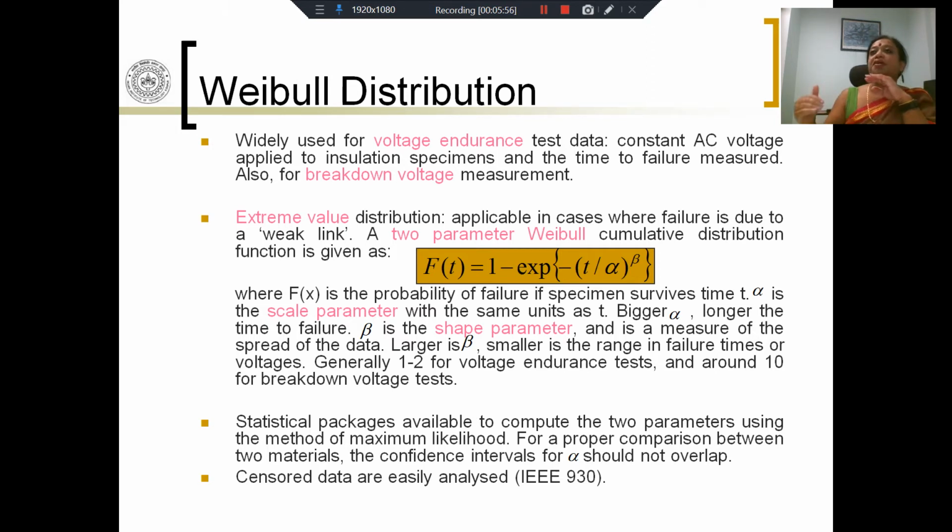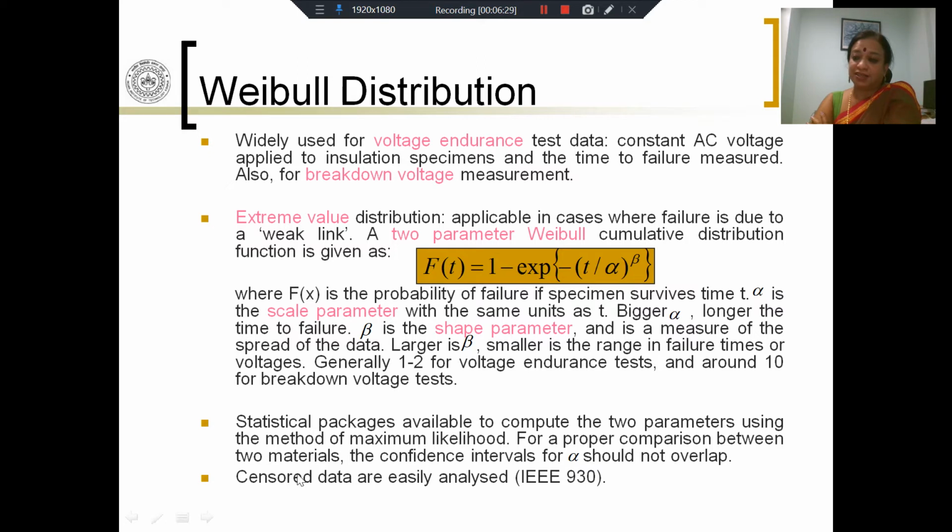And if you're going to say that material A is better than material B, you have to make sure the confidence interval of A does not overlap with the confidence interval of B, because if they have different values and still their confidence intervals overlap, then the confidence with which we can say that the value of alpha, or a range around alpha, is the most probable value will not give us any useful comparison between the two materials.